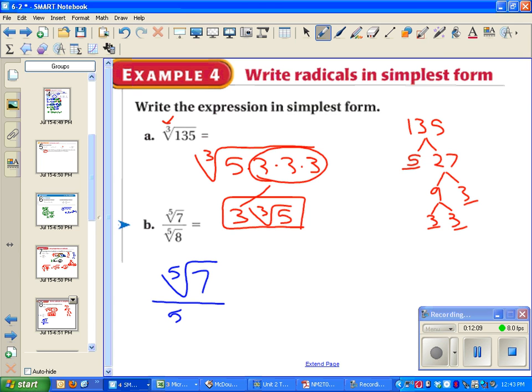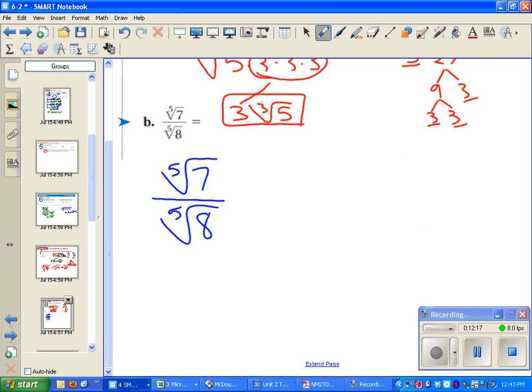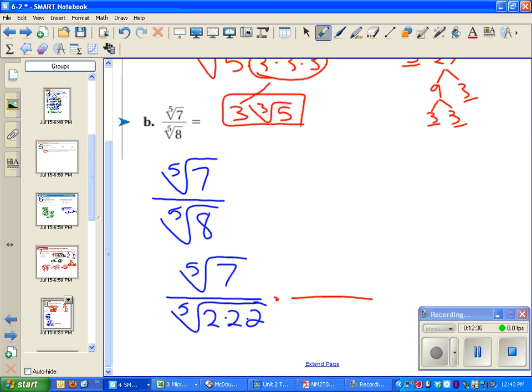I can't simplify 7 and 8 together, so I'm just going to leave them separate. However, I don't want a radical in the denominator. So if I write this differently, let's see, I have the 5. If I rewrite 8 as 2 times 2 times 2, if I had 2 more 2's, then I could get rid of the radical in the denominator. So what I'm going to multiply by is the 5th root of 2 times 2.